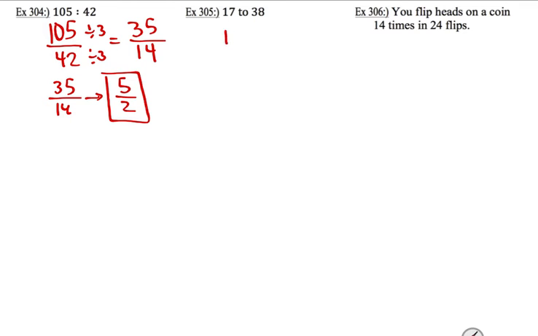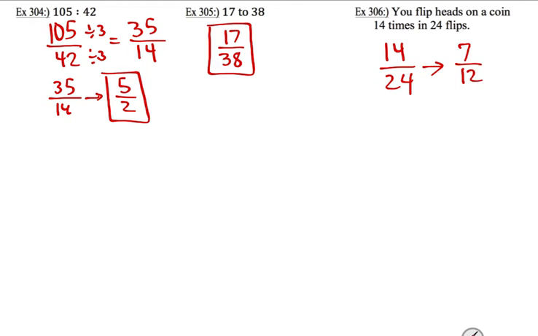Okay, 17 to 38. 38 is 19 times 2. 17 is prime. This does not reduce. You flip a coin 14 times in 24 flips. So that's 14 24ths. If we divide top and bottom by 2, we get 7/12, and that doesn't reduce any further.